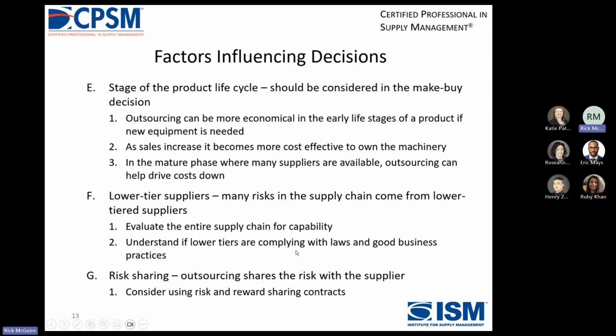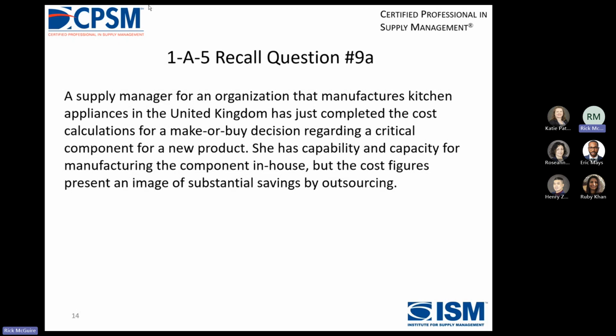And risk sharing: outsourcing shares the risk with the supplier. Consider using risk and reward sharing contracts. Packer doesn't really like the reward side of the contracts. All right, that's for today.